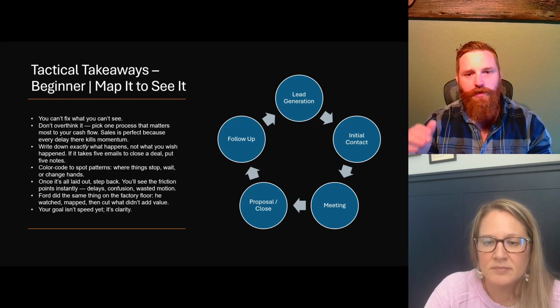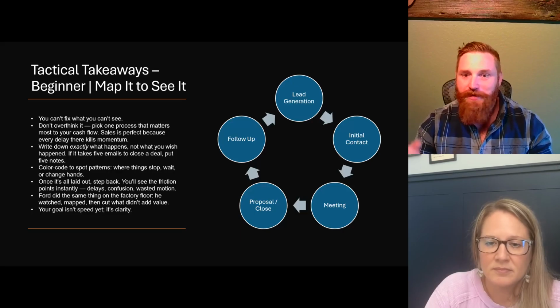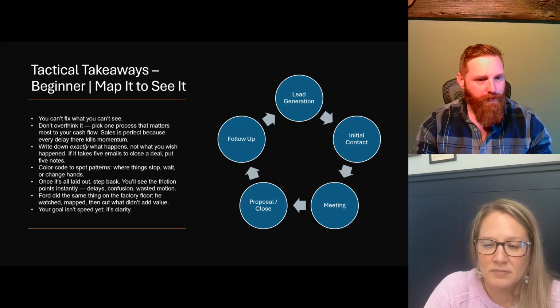So I highly encourage you, if you're going to start doing this, build it out with sticky notes on your wall before you start putting it into a system.